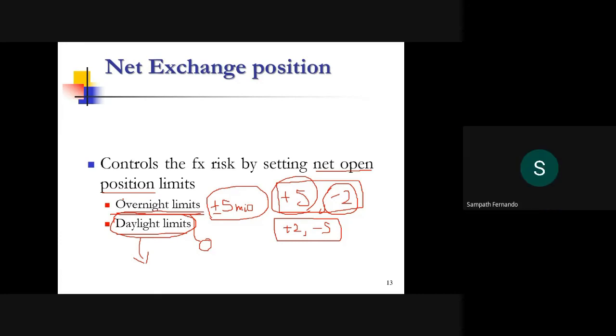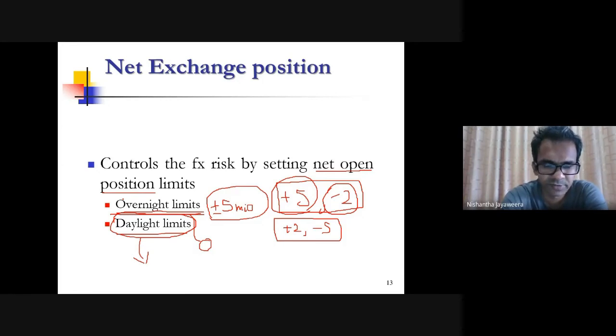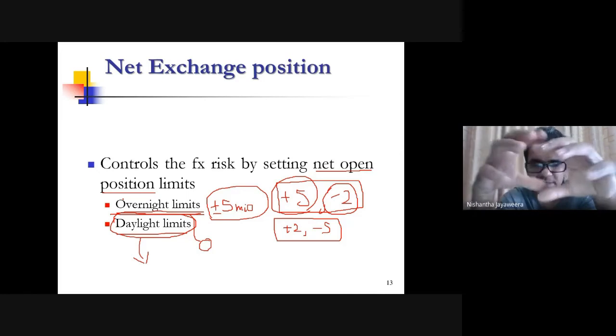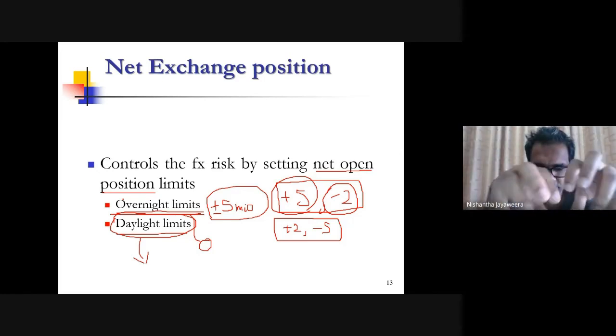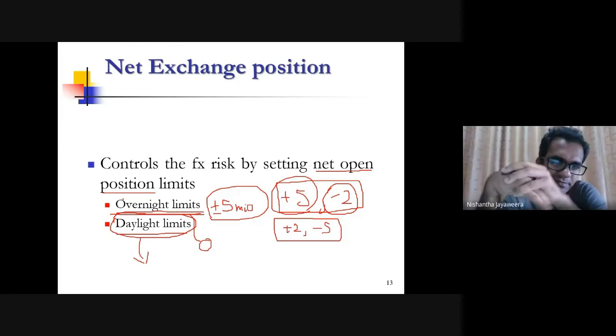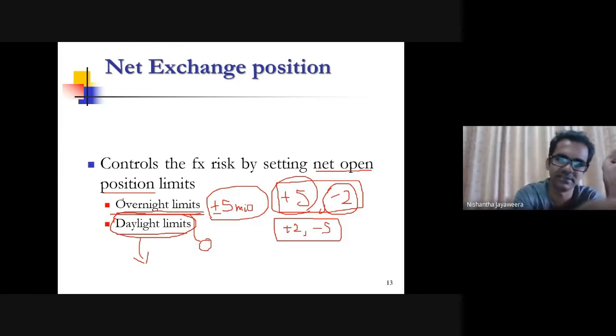Sir, this daylight limit can be varied from one dealer to another, no? Yes. Daylight limit and the overnight limit also vary from one dealer to another, and there will be a limit structure. What is the limit for the whole bank? What is the limit for the dealing room? Within that, what is the limit for different traders? Likewise, for a particular desk, then a dealer within that limit. There can be a structure.